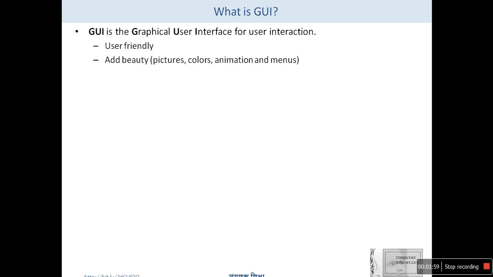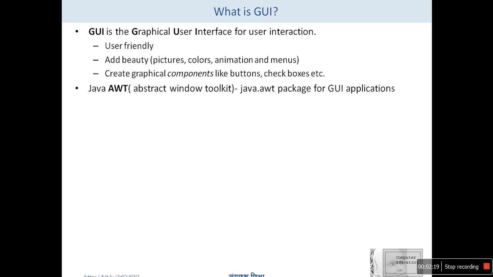Secondly, it adds beauty to the interaction. It adds pictures, colors, animation, and various types of menus can be added. Third, it creates some graphical components like buttons, checkboxes, etc. These components are provided by a package called java.awt package. So we have Java AWT, that is called Abstract Window Toolkit, for making GUI applications in Java.